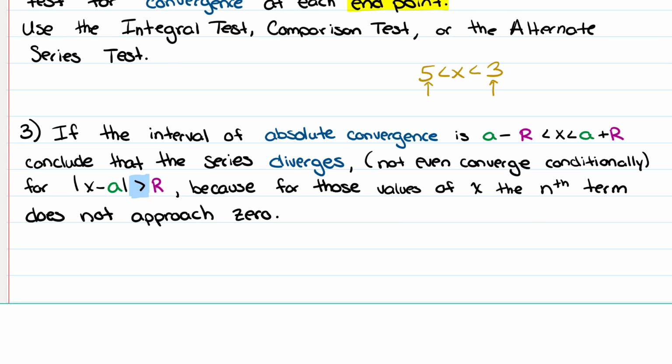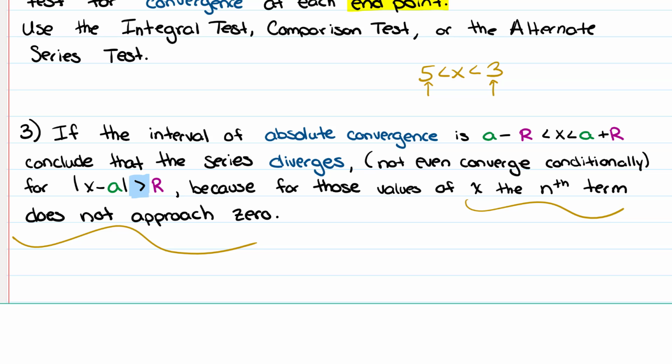If the interval of absolute convergence is a minus r is less than x, which is less than a plus r, we conclude that the series diverges when the absolute value of x minus a is greater than r. So if you get that x minus a is greater than that r value, then it will diverge, because the terms of the series do not approach 0. All this means is that when you take the limit as n goes to infinity, you don't get 0.